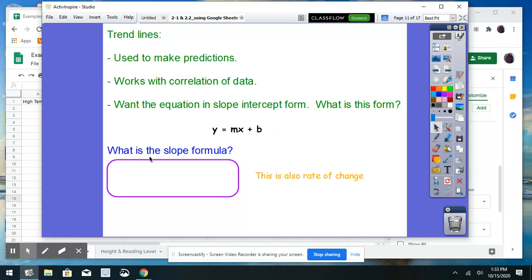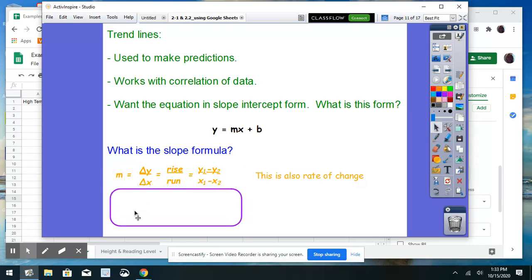And we want to know then, what is the slope formula? And some of you have seen this before. The slope is either rise over run. You may have seen it presented that way. If you've taken Algebra 2 or even a pre-calc class, you might have seen it as delta y over delta x, which just means the change in our y value over the change in our x value, or y1 minus y2 over x1 minus x2. Each of these between the equal sign mean the same thing. And it's basically just the rate of change. How quickly is something changing?